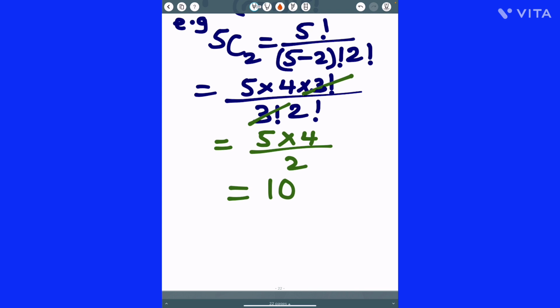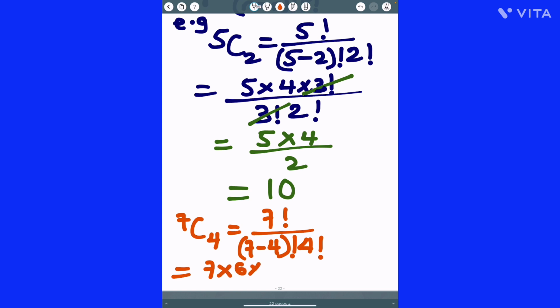Let's take another example. If I have 7 combination 4, that will be 7 factorial over what? 7 minus 4 factorial times 4 factorial. Now, 7 factorial is 7 times 6 times 5 times 4 factorial. I don't need to write the rest. 7 minus 4 factorial here is 3 factorial. Sorry, then times 4 factorial.